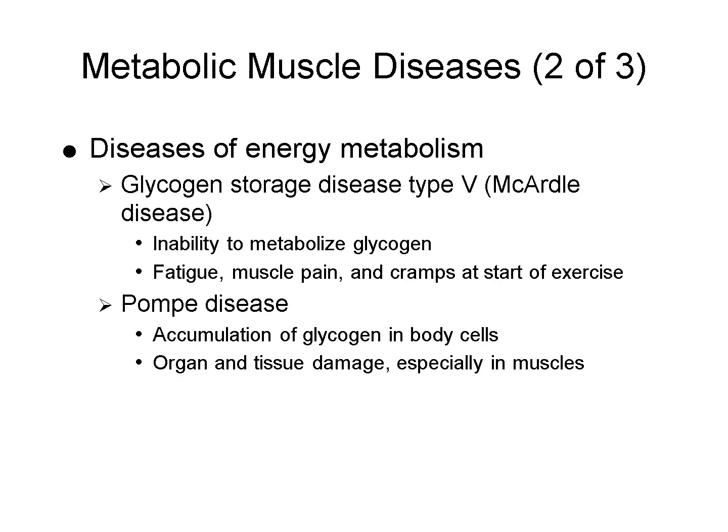Some muscle diseases are linked to energy metabolism defects, such as McArdle disease, a type of glycogen storage disorder. Patients experience muscle cramps and fatigue at the start of exercise due to an inability to break down glycogen. In Pompe disease, glycogen accumulates in tissues, causing organ damage and progressive weakness. Early diagnosis is key to managing symptoms and preventing complications.